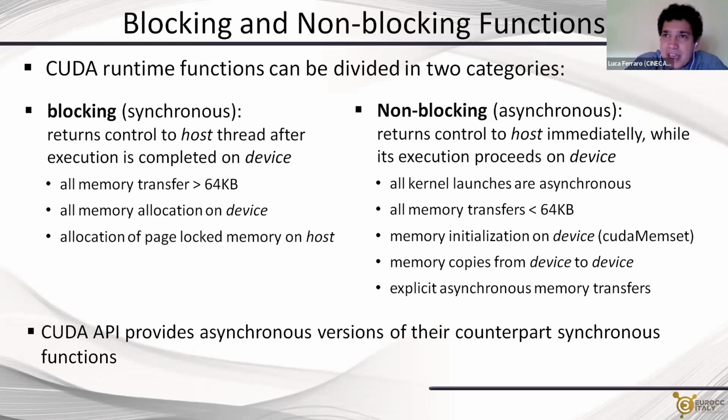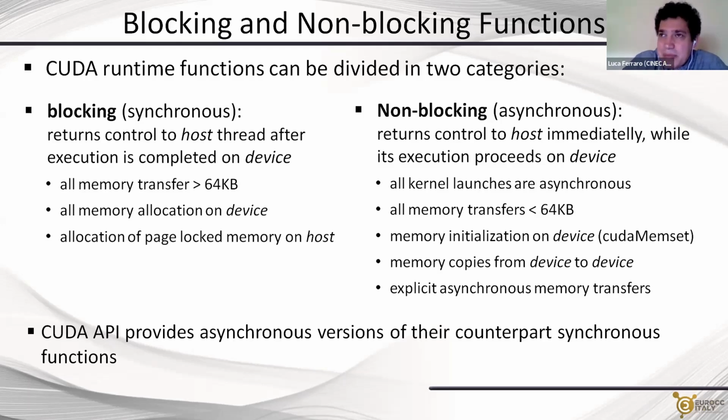Examples of blocking synchronous operations are all memory transfers performed with the CUDA memcpy. Memory allocations on the device are also blocking synchronous operations. So the next instruction on the host will be executed just after the completion of these operations on the device side.